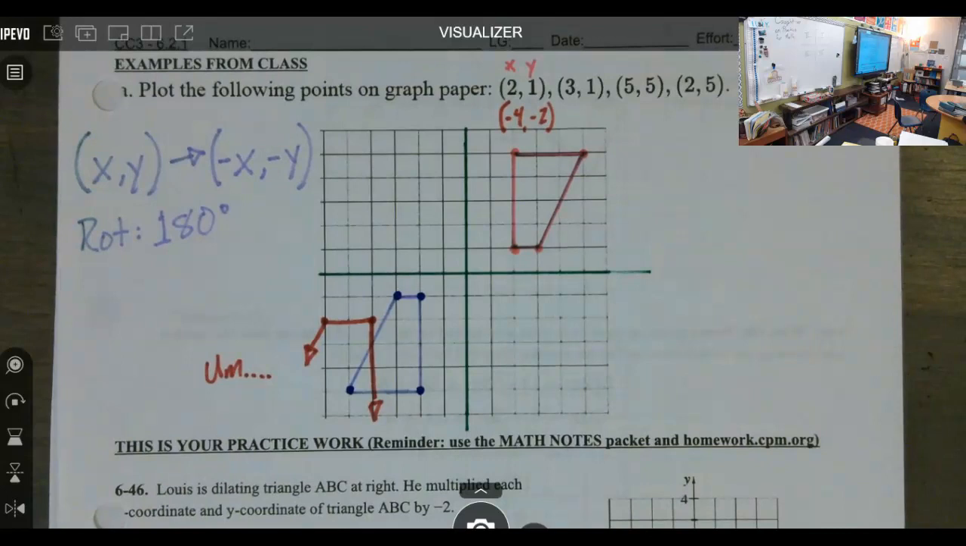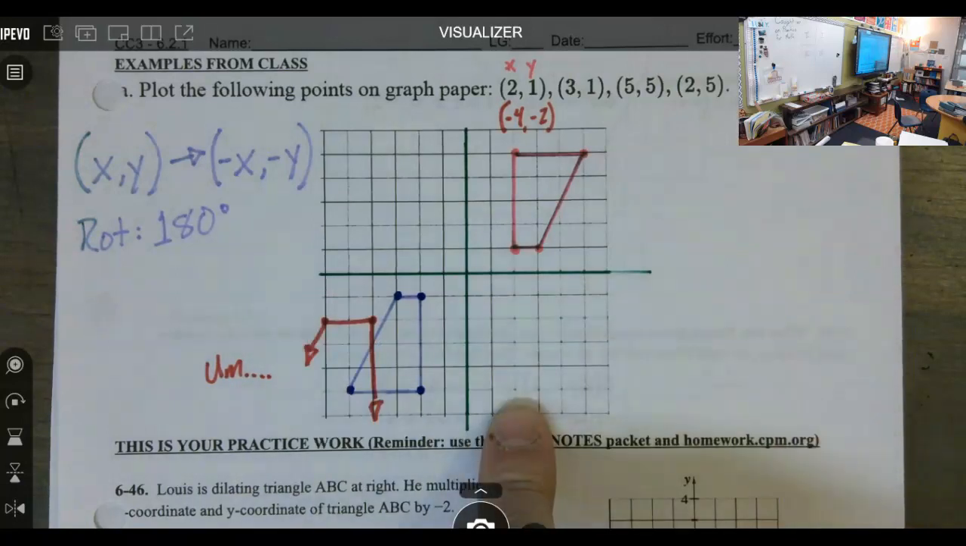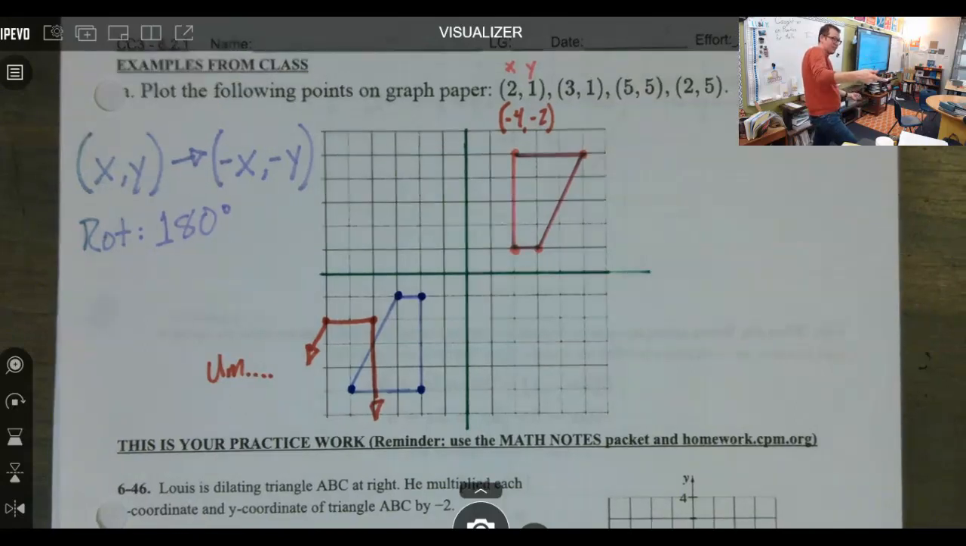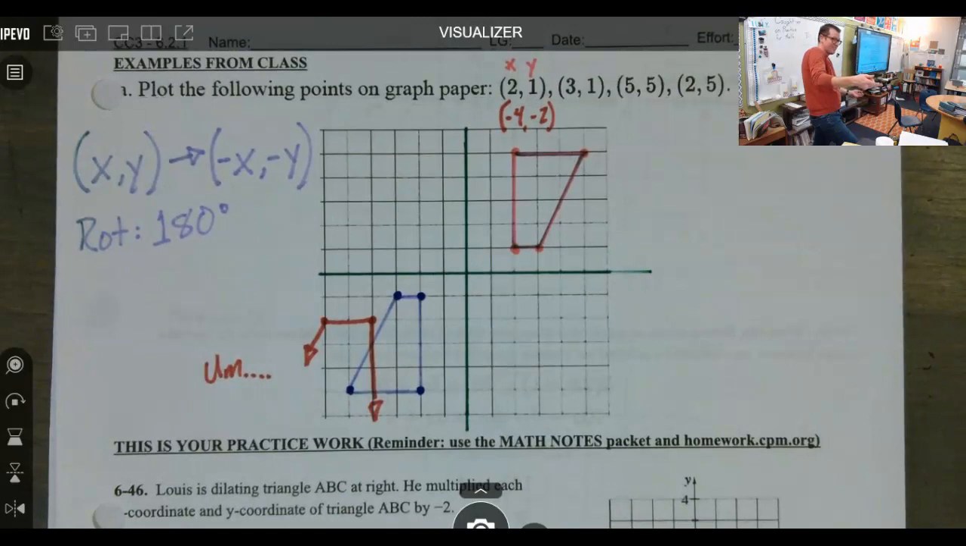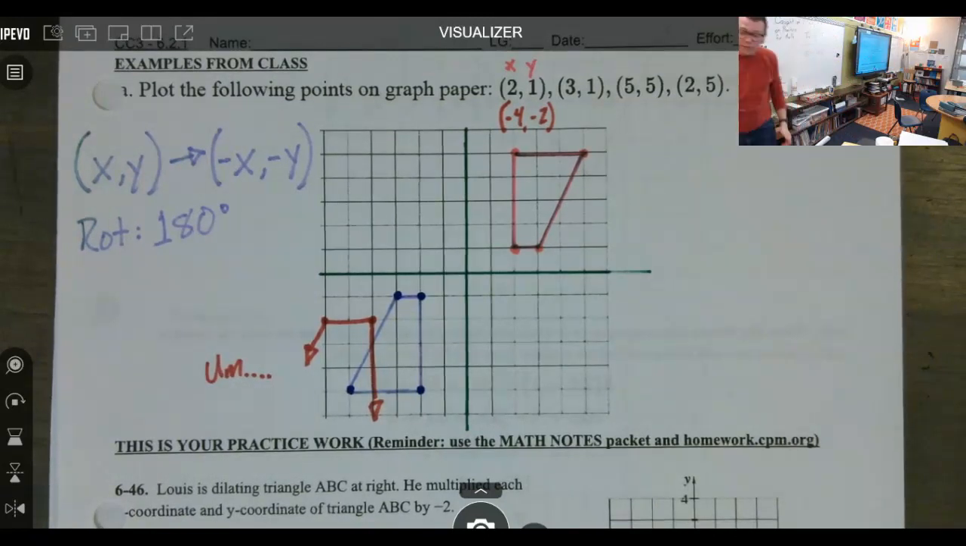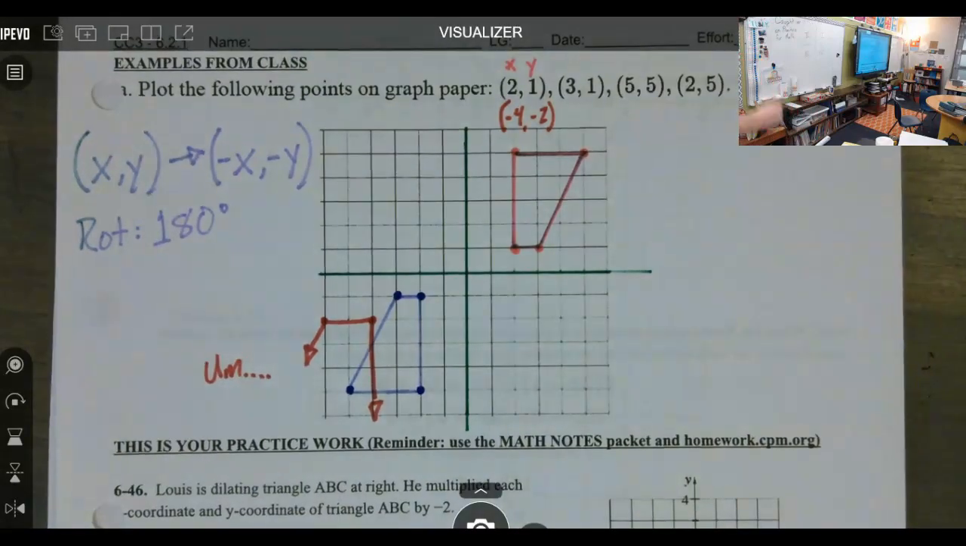We need to make a bigger graph. We would need larger graph space, because what does multiplying by 2 do to the numbers? Alex? It doubles them. What's it going to do to the shape? Owen? Enlarge it. And more specifically, it rotates it and it enlarges it by 2. So guys, what we're getting into now is dilations.